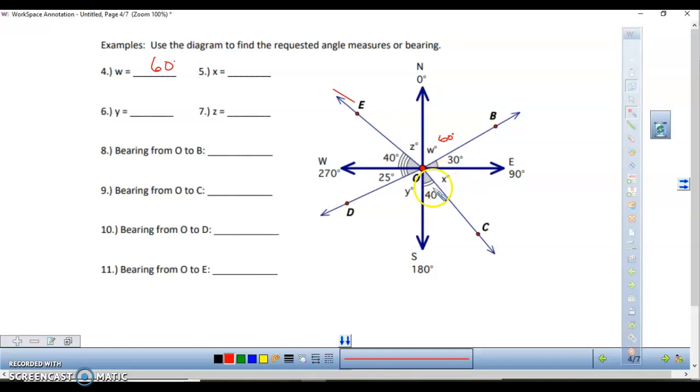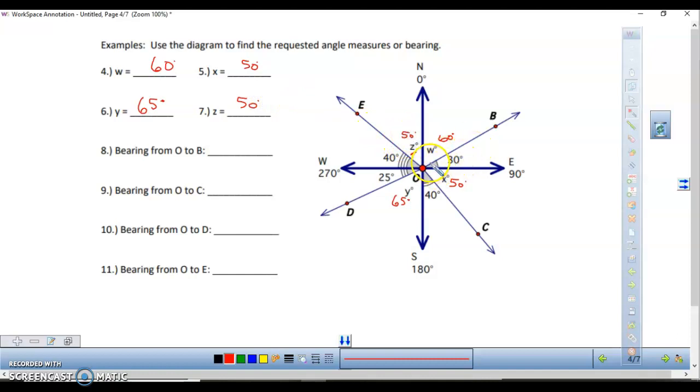For X, I know that these two angles, the 40 and the X, must be complementary or add to 90 degrees. So if this is 40, that leaves 50 degrees for X. For Y, same deal. I know the 25 and the Y here form this right angle. They're complementary. And so 90 minus 25 gives me 65 degrees for Y. And then for Z, it's this angle right here. To find that angle, the 40 and the Z need to add up to 90 degrees. So that leaves 50 degrees for Z.